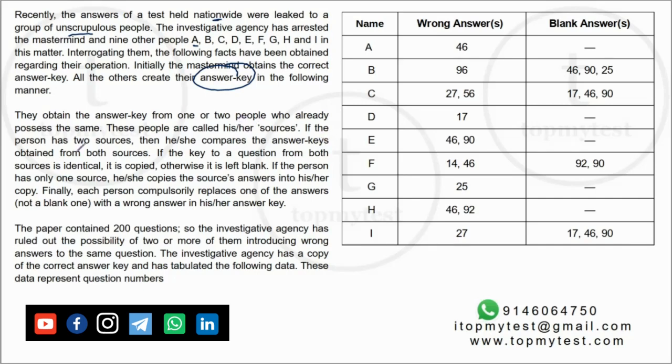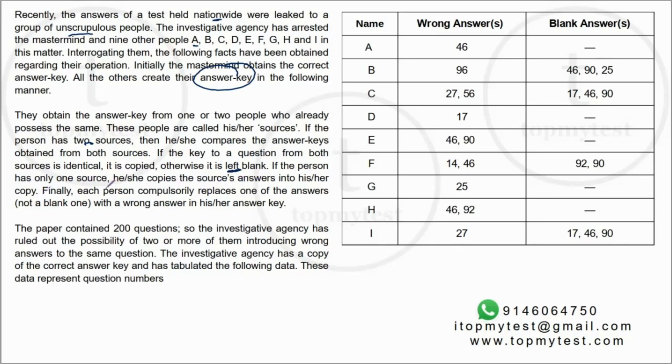If the person has 2 sources, then he or she compares the answer key obtained from both the sources. If the key to the question is identical from both the sources, it is copied, otherwise it is left blank. If the person has only one source, he or she copies the source's answers completely to his or her copy. Finally, each person compulsorily replaces one of the answers, not a blank one, with a wrong answer in his or her answer key. The paper contained 200 questions, so the investigative agency has ruled out the possibility of 2 or more of them introducing wrong answers in the same question.